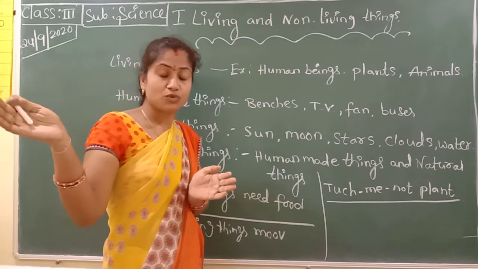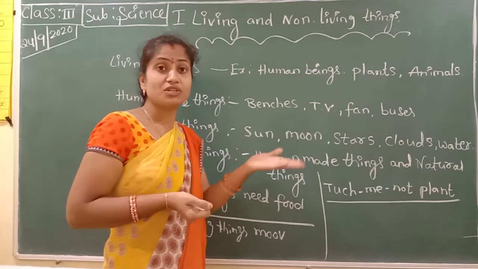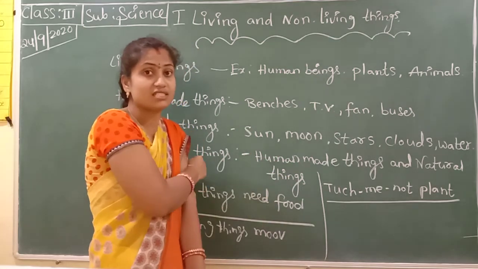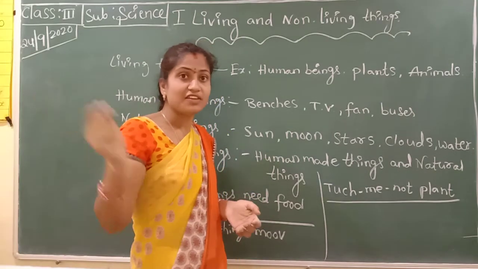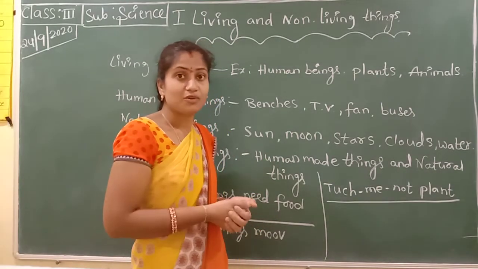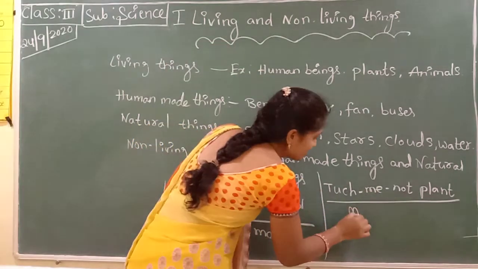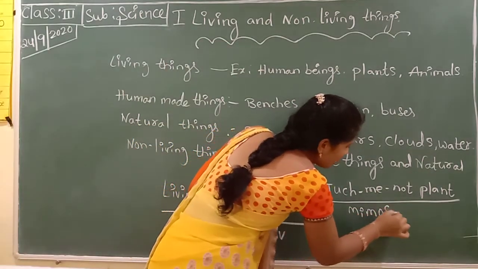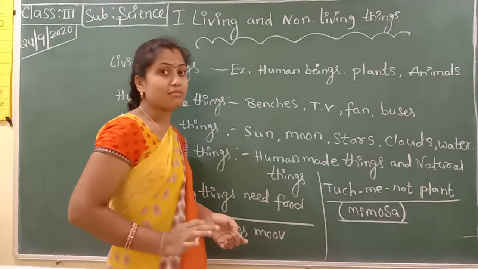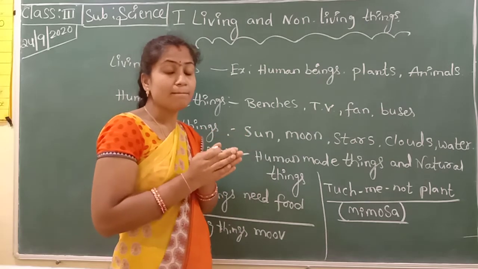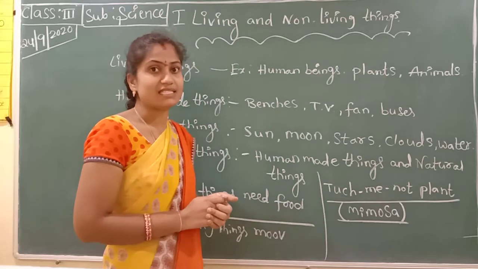In our school surroundings also, last year I showed some 4th class students the touch me not plant, nicely growing in our garden, no? Okay, the touch me not plant's other name is mimosa plant. What is that, beta? Mimosa plant. So when you touch this mimosa plant, the leaves will close. So that is one type of movement in the plants.